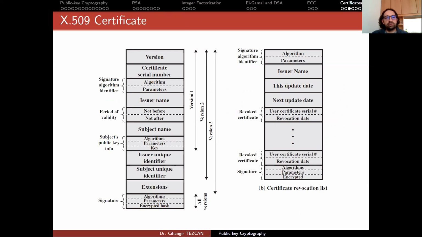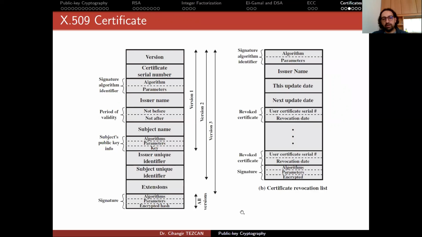There are also some standards for certificates. For instance, the most used one is the X.509 certificate. There are some versions of it. The initial version was this. In the second version, they added a little bit more headers, and so on. It stores the version, certificate serial number, algorithm and parameters. These define which signature algorithm is going to be used. Then the issuer name, period of validity, since all certificates have an expiry date, the subject name, and the subject's public key info, like the algorithm, whether you are using RSA or elliptic curve, parameters and the public key. And the signature contains the signed part of this information.